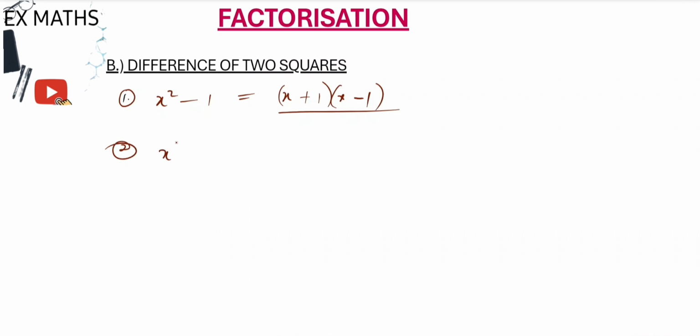Number 2, x power 4 minus 81 is equal to, we open two brackets. Then we do the square root of x power 4. On the square root there is a 2, so you say 4 divided by 2. This will give us x squared. So we have x squared in both brackets. Then the square root of 81 is plus or minus 9, so plus 9 or minus 9.